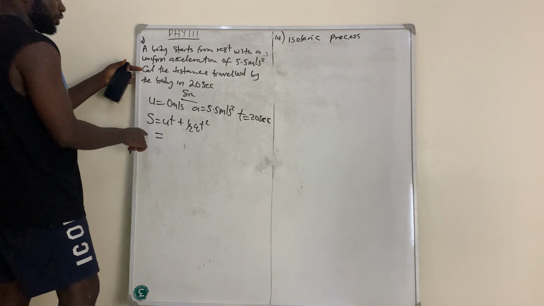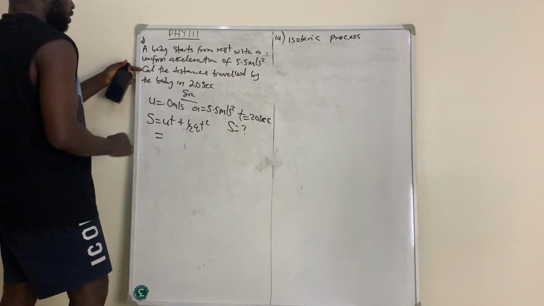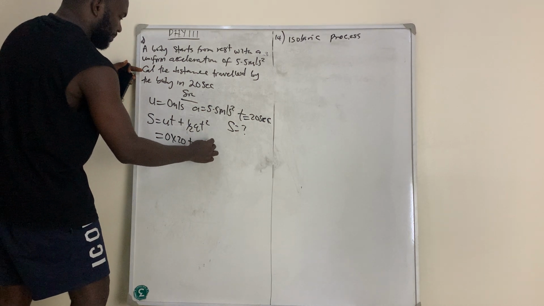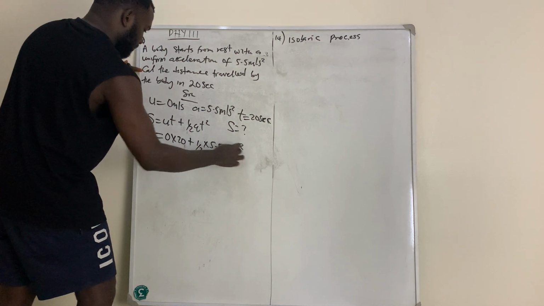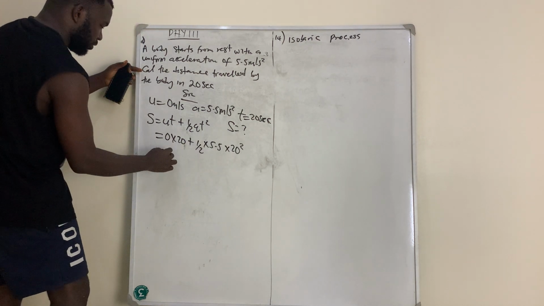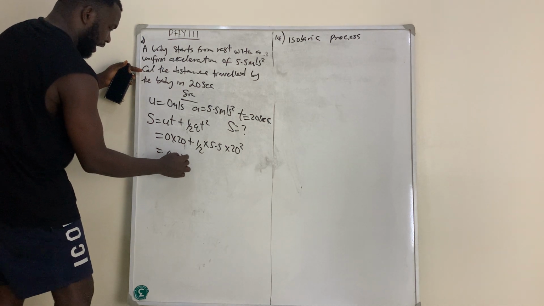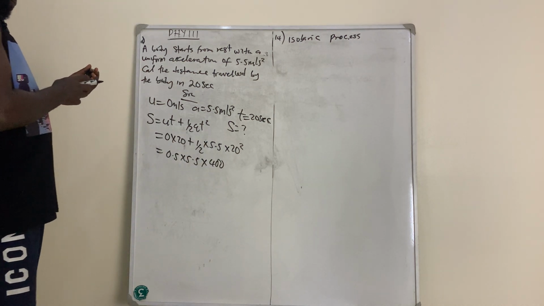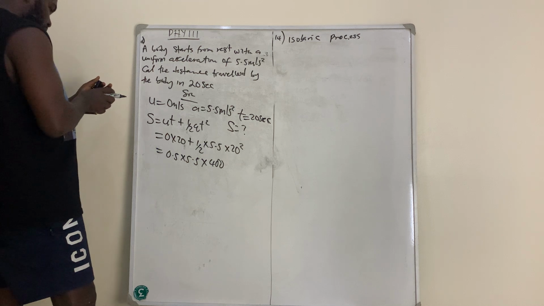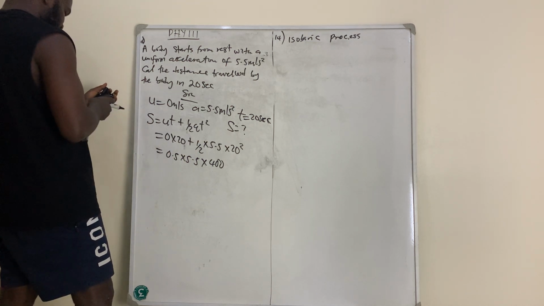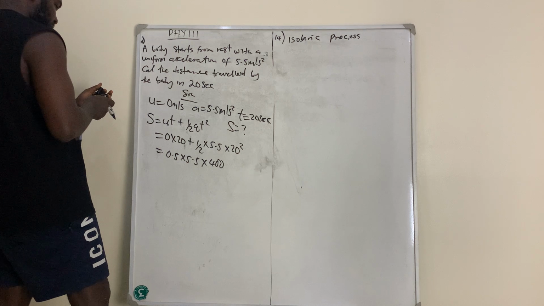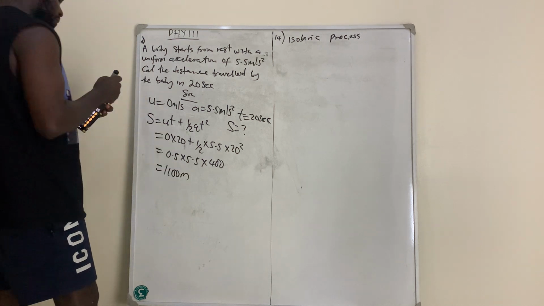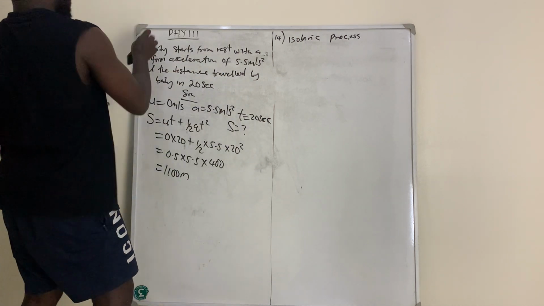So let's put everything in. We are looking for the distance. Don't forget, the distance s is unknown, so distance is equal to 0 times our time, 20, plus 1/2 times 5.5 times 20 square. Anything times 0 is 0 here, so I have 0.5 times 5.5 times 400. If you punch your calculator, 1/2 is the same as 0.5, so 0.5 times 5.5 times 400. I'm going to have 1,100 meters. All right, so that is it for question number 18.